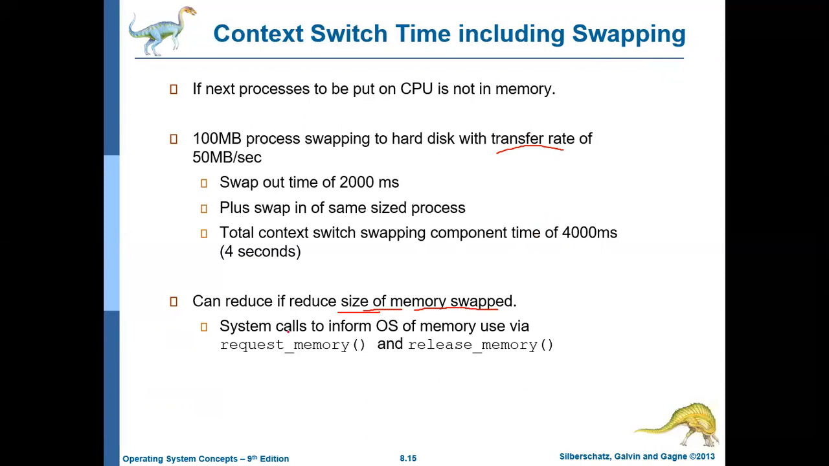So how will it be done? Whenever a process wants some extra memory, it should request the memory from the operating system by using the system call request memory. Similarly, when it is releasing some memory, it should inform the operating system through the system call release memory. By that, the operating system always knows the memory occupied by each process. So the operating system can effectively perform swap in and swap out in the least time possible.